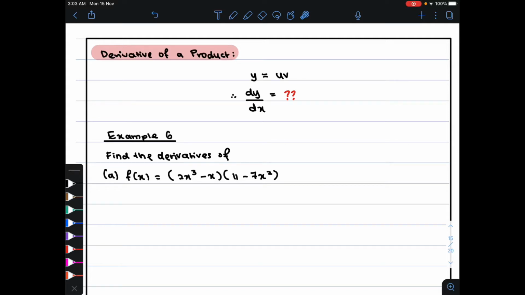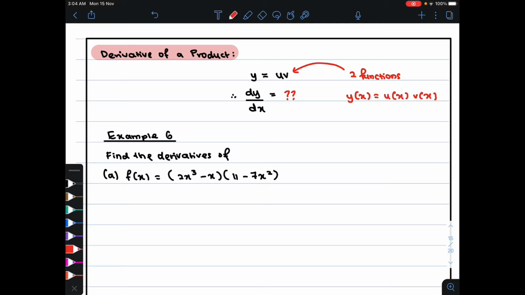Let's continue with derivative of a product. Product means multiplication. So here we have a function y equal to uv. You can see that here we have a function times another function. Say that y is in terms of x. Therefore, u and v here should also be in terms of x.